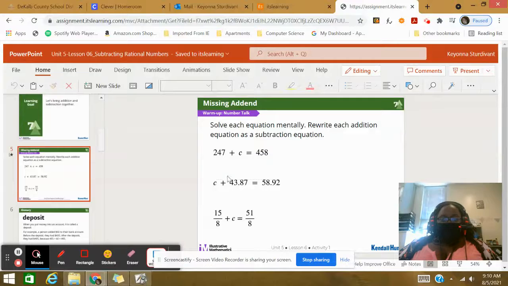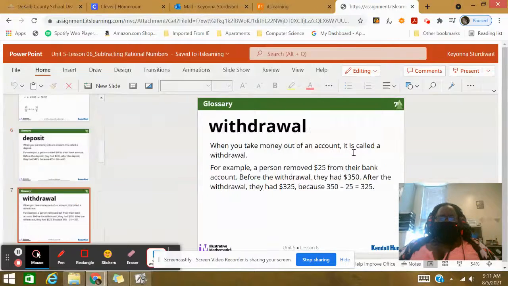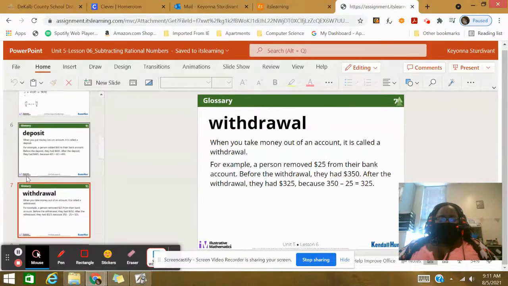The next one we have c plus 43.87 is equal to 58.92. Again, you're going to solve for c, and you're going to rewrite this equation as a subtraction equation. Finally, we have 15 over 8 plus c is equal to 51 over 8. Again, you're going to solve for c, and you're going to also rewrite this as a subtraction equation. Our word bank, remember that deposit means that we are adding money, and withdrawal means that you are subtracting money.